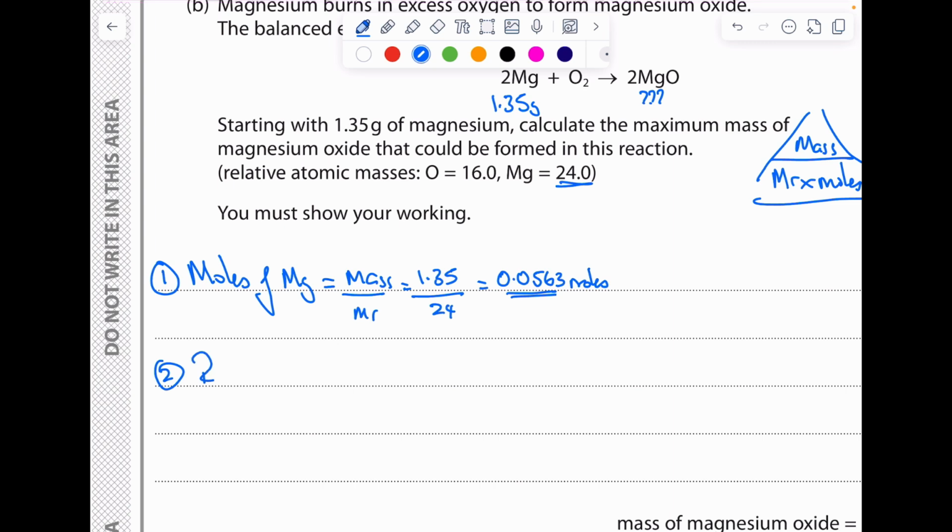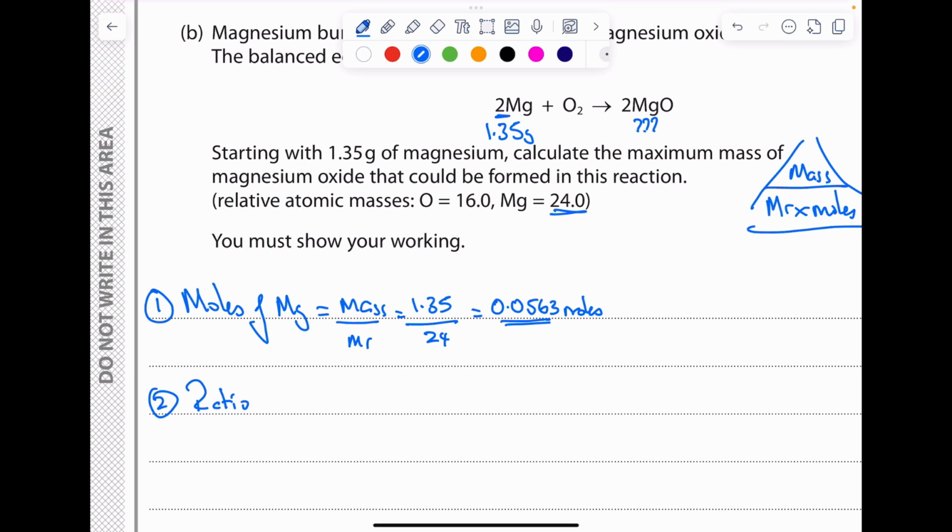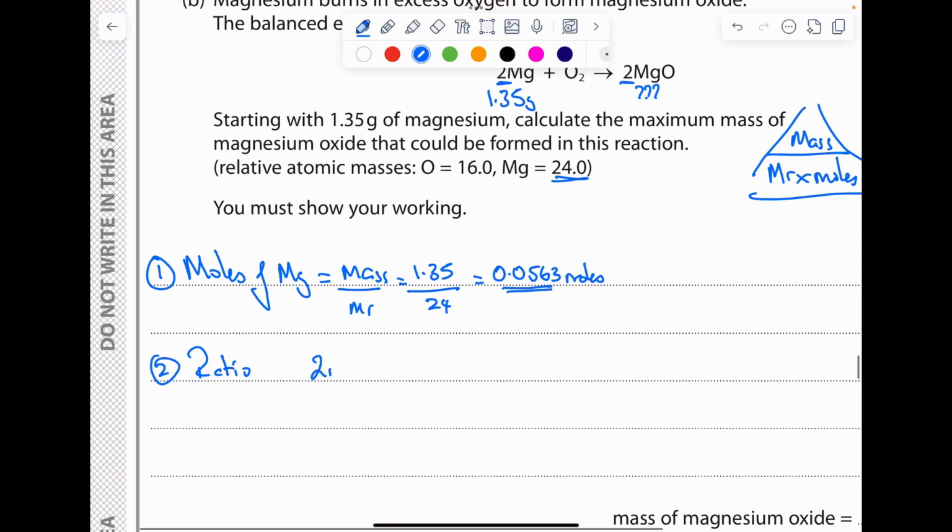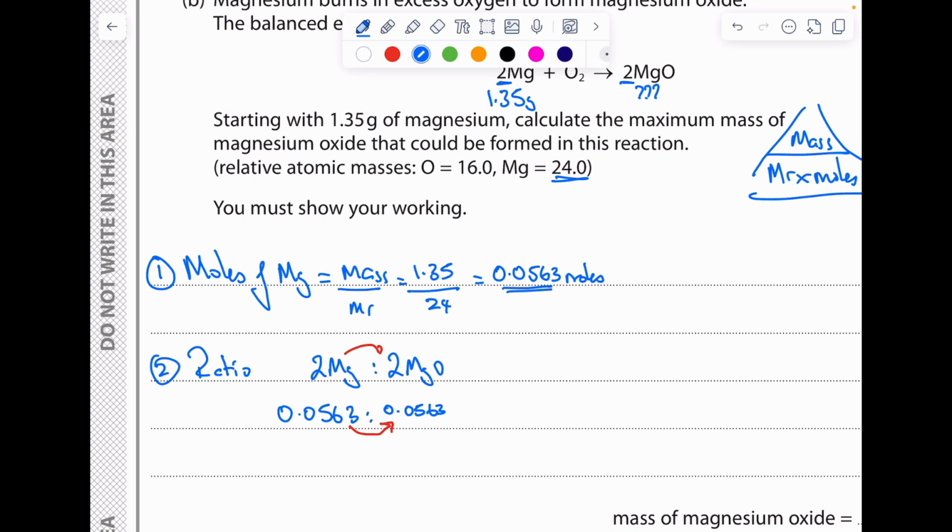Next, we deal with the stoichiometry, the ratio of the equation, and you can see here there are 2 moles of magnesium to 2 moles of magnesium oxide. So let's just put that so we remember. 2 lots of magnesium to 2 lots of magnesium oxide. Therefore, if I've got 0.0563 moles of this, then I'm going to have exactly the same, because 2 to 2 will be 0.0563 moles of this.